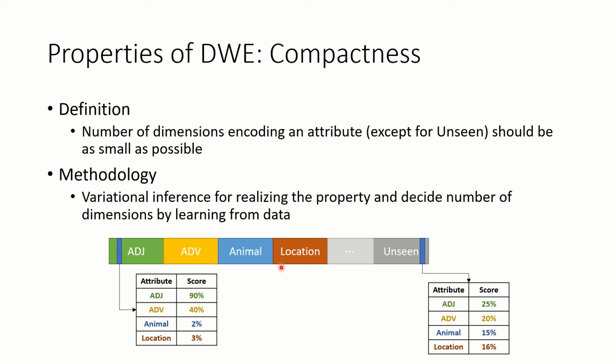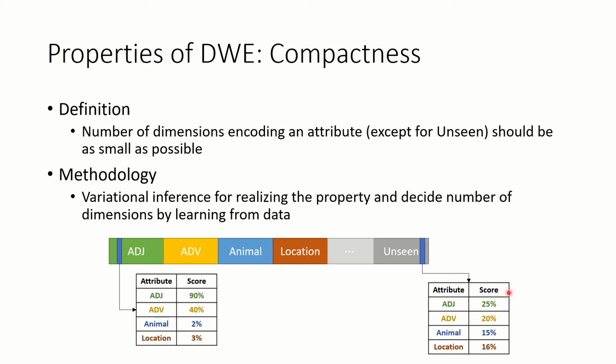The score indicates the relevance between the dimension and the corresponding attribute. A higher score means stronger relevance. Therefore, in this example, this dimension will be assigned to ADJ subembeddings. It is also possible that all the inference scores of a dimension are low. In this case, the dimension will be assigned to unseen subembeddings.